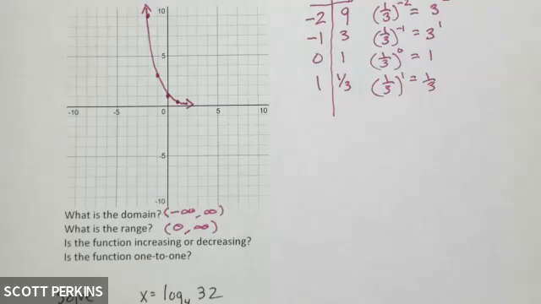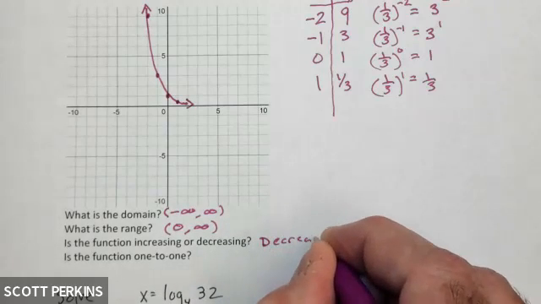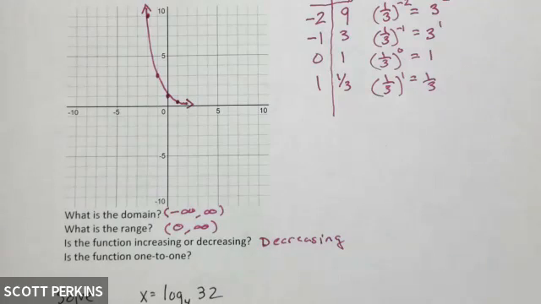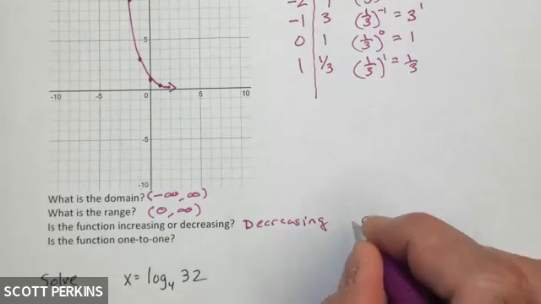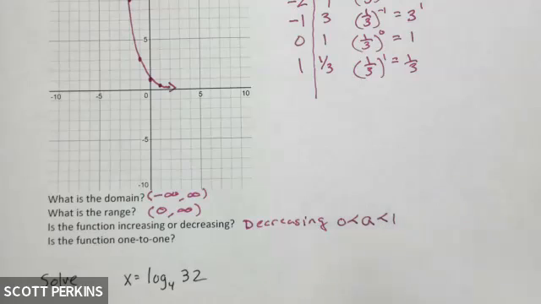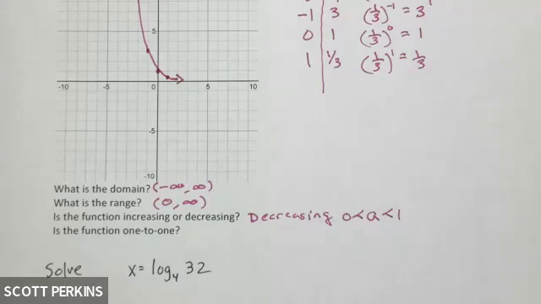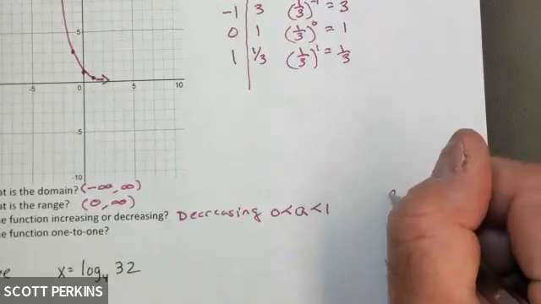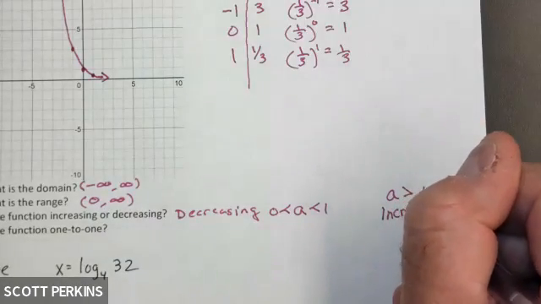Is this one increasing or decreasing? Yeah, it's clearly decreasing. That could have been something you answered before graphing it, if you remembered that anytime my base is bigger than 0 and less than 1, you're going to get a decreasing graph. If the base is bigger than 1, okay, I'll just write this down. Again, this is just review. If the base is bigger than 1, then that produces an increasing graph.